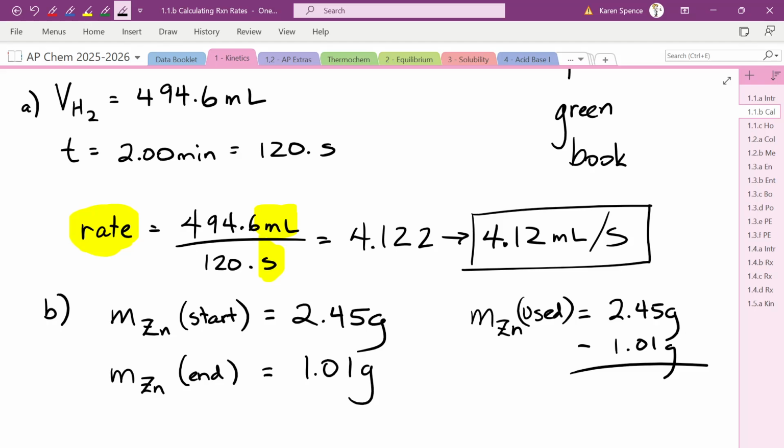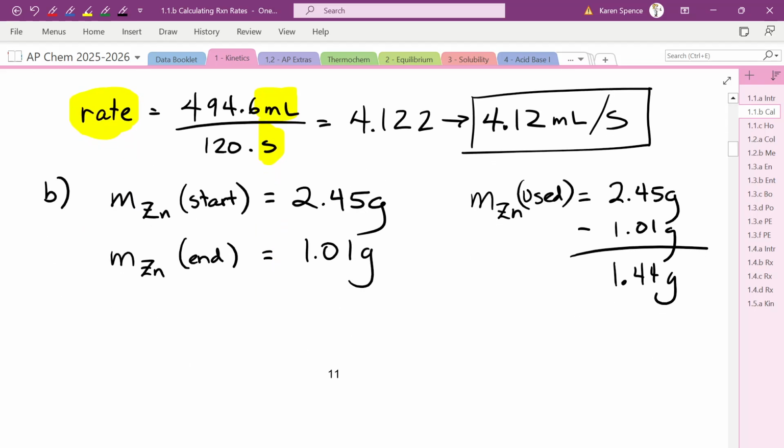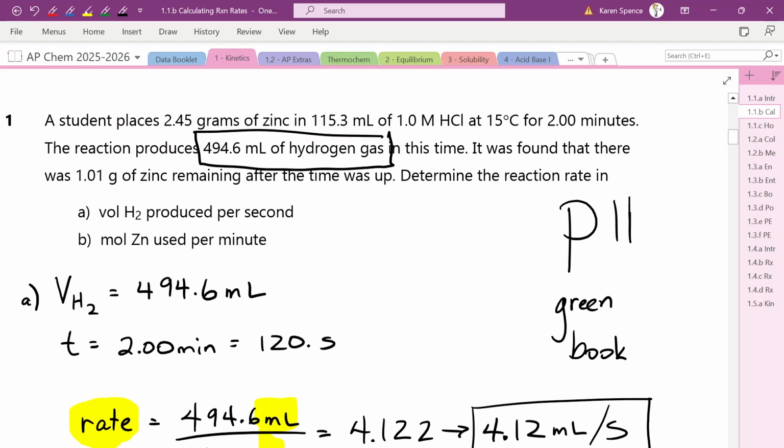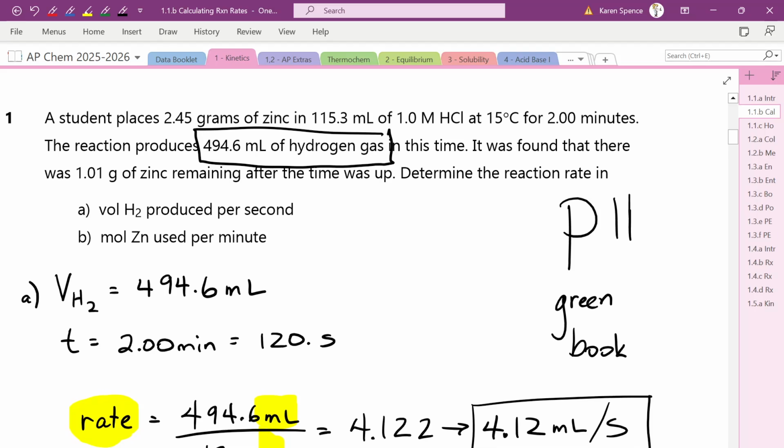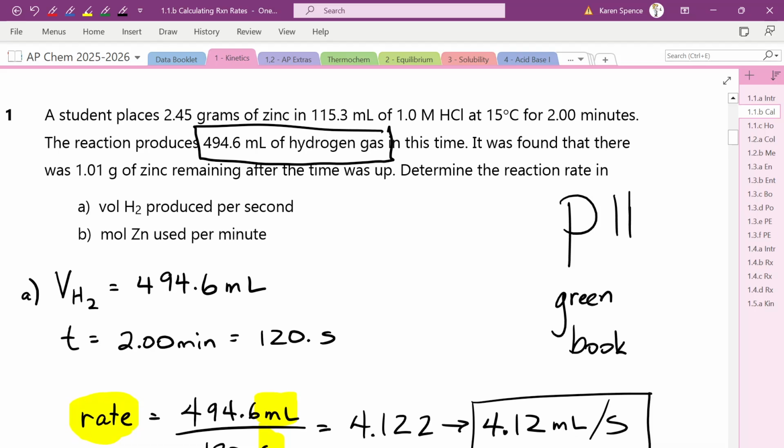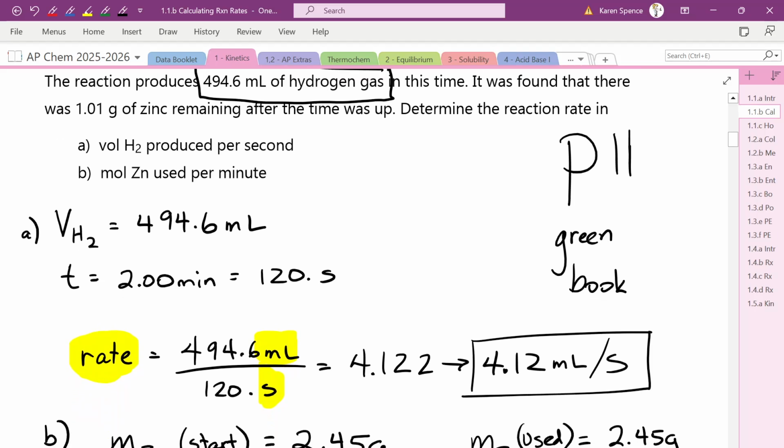When you were doing part B, did you subtract the two masses of zinc? Did we do that? Because we started with some and then we finished with some, so that is the amount used. Excellent. Right? Yes. Okay.